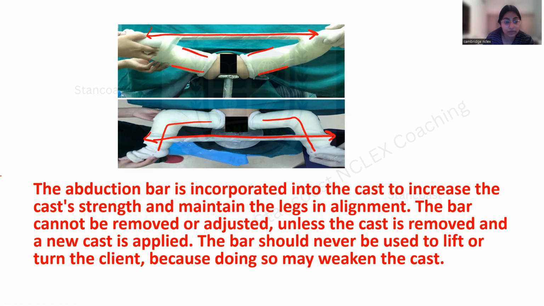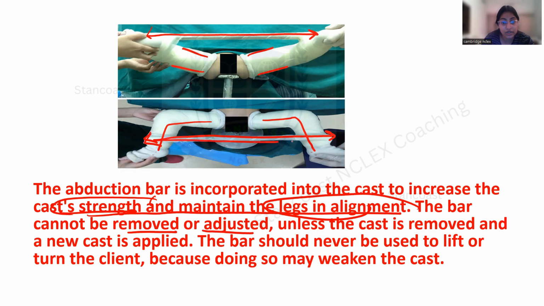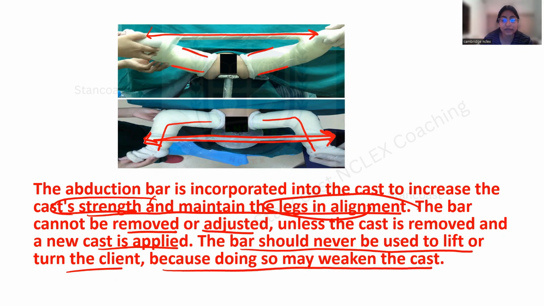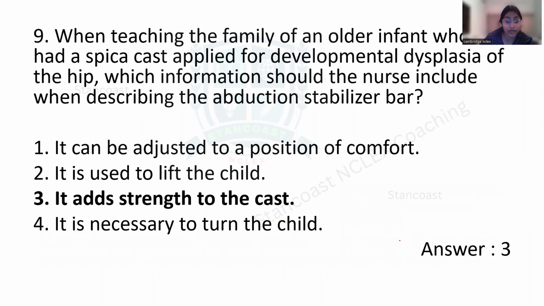So what is the main purpose of the abduction bar? It will increase the cast strength and maintain the legs in alignment. So this is the role of the abduction bar. The bar cannot be removed or adjusted. It is fixed by the physician, and this cannot be adjusted by the parents according to comfort. Unless the cast is removed and a new cast is applied, the bar should never be used to lift or to turn the client, because doing so may weaken the cast. So we have to make sure that we will not adjust the abduction bar according to the comfort of the baby. So this is not the correct thing.